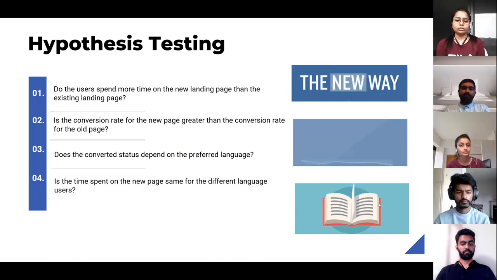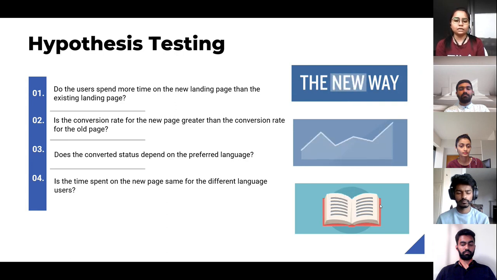So to answer this question, we have performed a hypothesis test. In the first question, we have assumed two hypotheses: one is that the mean time spent by the users on the new page is equal to the mean time spent by the users on the old page, while the other is that the time spent by the users on the new page is greater than the time spent by the users on the old page.